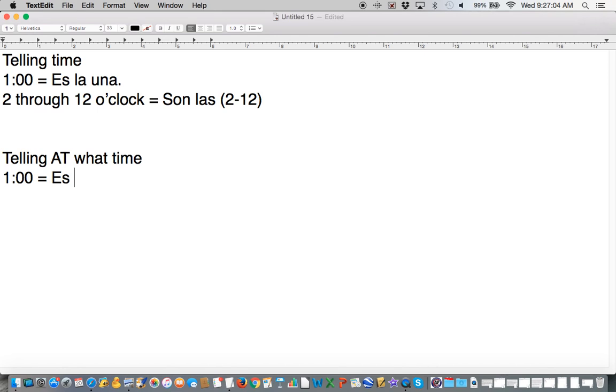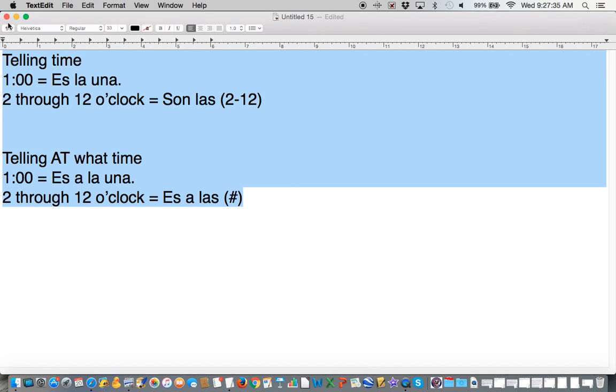Okay, so telling at what time something happens, 1 o'clock will be es a la una, and the others, 2 through 12 o'clock, will be very similar, es a las. That's your only change right there, the es a las, and then whatever number you want to use. Es a las dos, it's at 2 o'clock. Es a las cinco, it's at 5 o'clock. Es a las diez, it's at 10 o'clock. So that's a brief explanation of the notes that you're going to see.